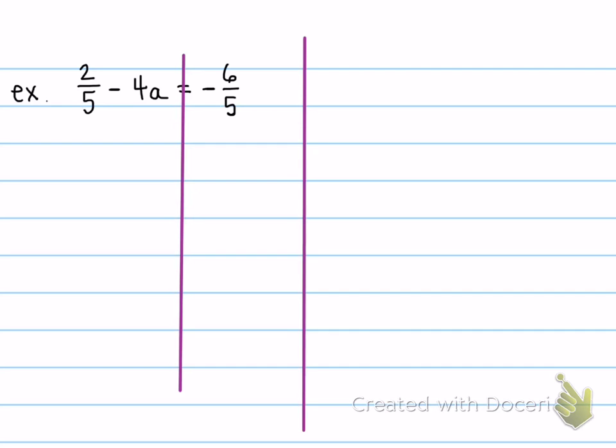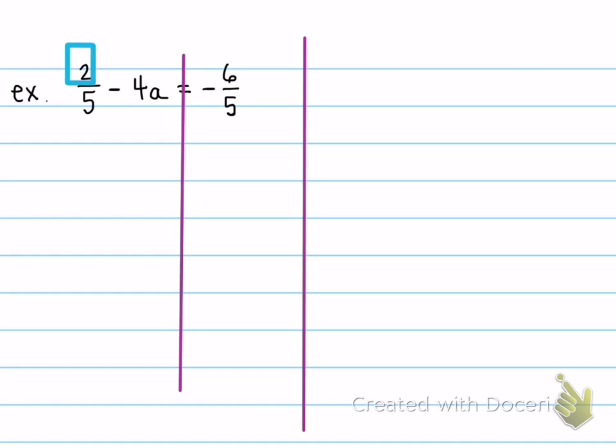So here's the first part where people start to get confused, all sorts of different things. People want to add the 4 because it looks like it says minus 4. But you have to remember that that negative 4 is multiplied to the a. So that is not the first number we're going to move. So what we have to do is we have to move this 2/5.